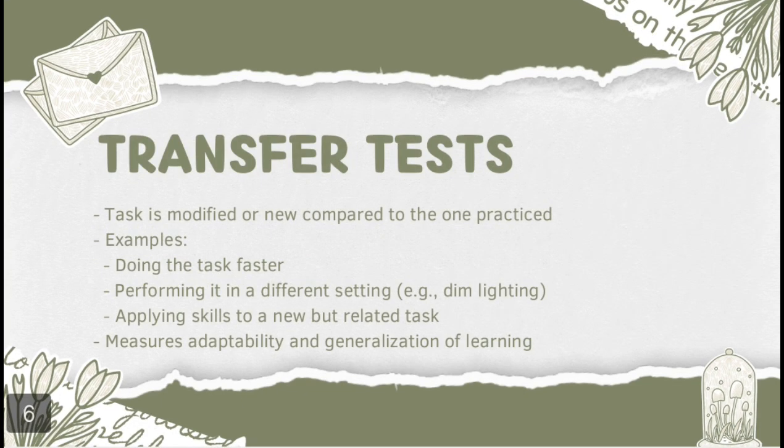Transfer test. The task is modified or new compared to the one practiced. A transfer test measures the ability to apply knowledge or skill learned in one context to a new and different context. Examples: doing the task faster, performing it in a different setting, applying the skill to a new but related task. It measures adaptability and generalization of learning.